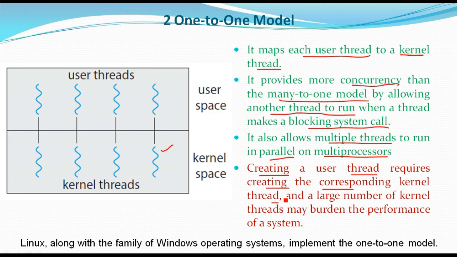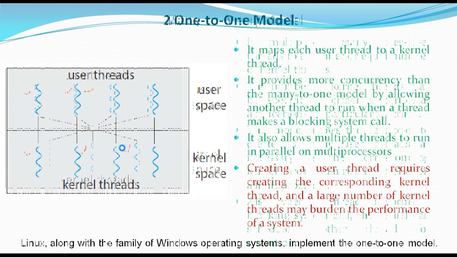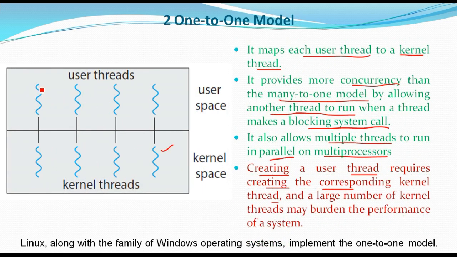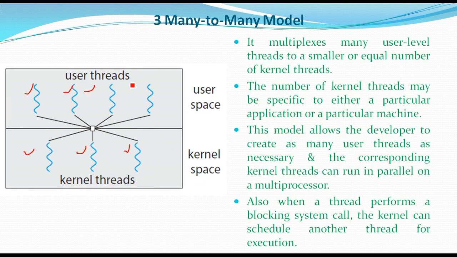That is the only drawback of this model. Now coming to the third model, that is the many-to-many model. If you see this figure, there are many user threads and many kernel threads. It is not one to one. If you go back and see the earlier figure, for each user thread one kernel thread is created and associated with that user thread. Whereas this model has multiple user threads and multiple kernel threads.